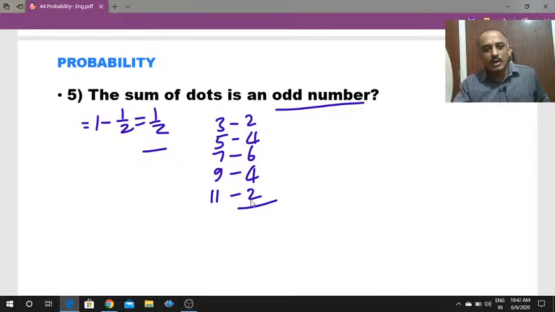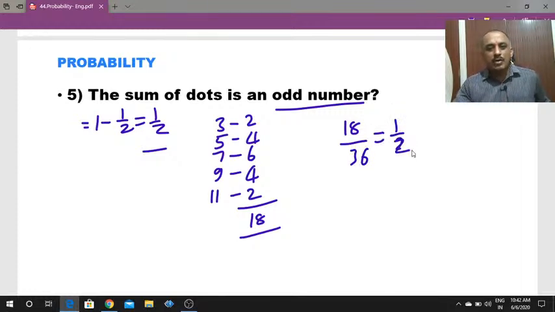Find the sum. Total is, again it is 18. Now the probability is equal to 18 by 36. 18 by 36 is equal to 1 by 2. Again your answer is 1 by 2.